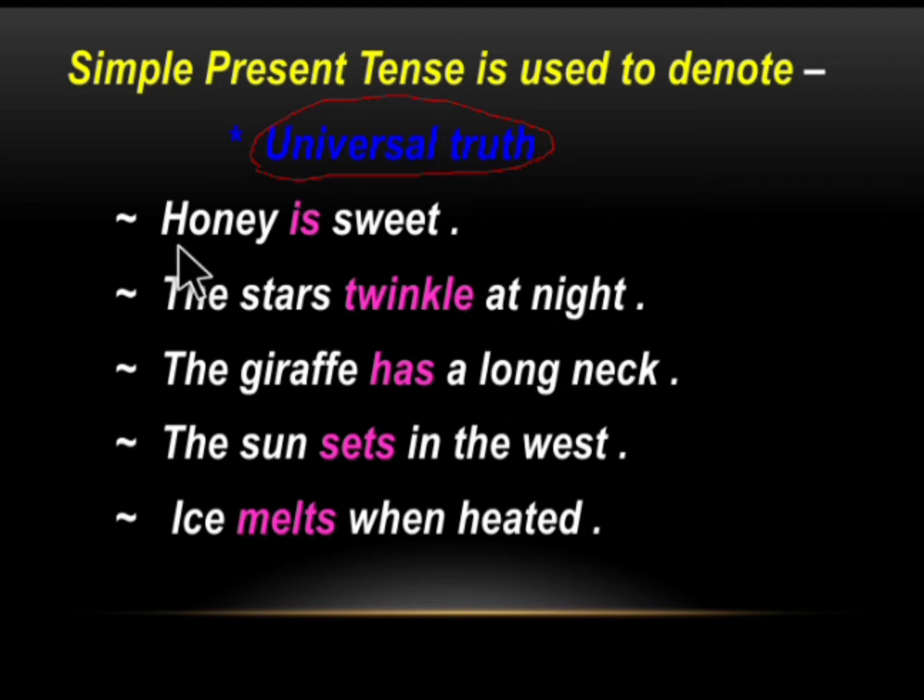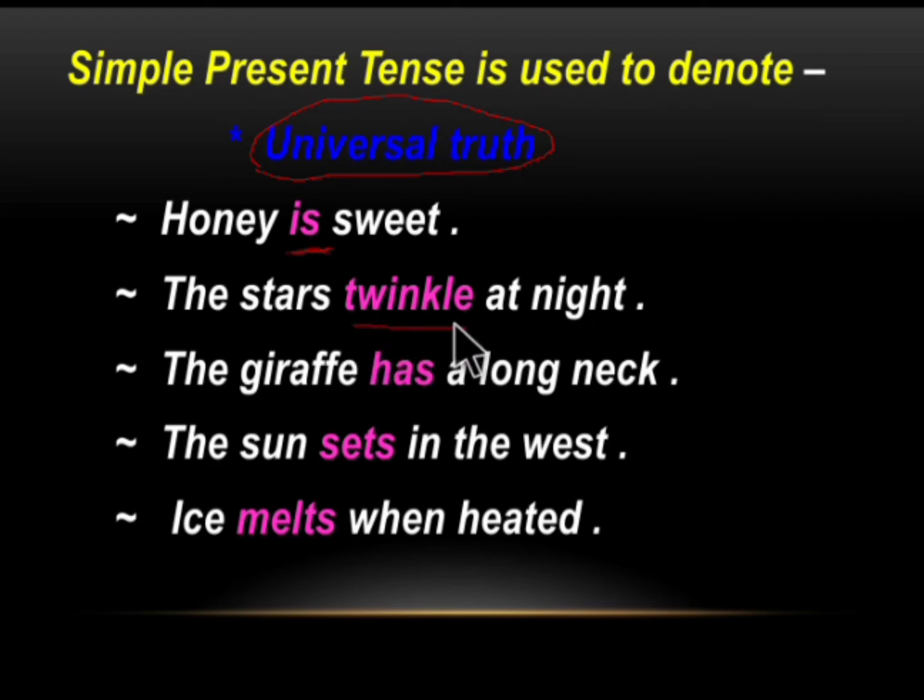The first example: honey is sweet. It is a natural thing. It is a universal fact, and honey is sweet. So is the verb over here. The next sentence: the stars twinkle at night. This is also a universal truth.